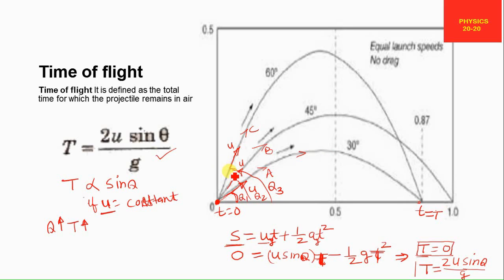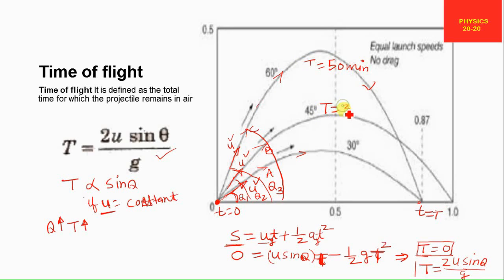So the projectiles which are making a higher angle with the ground have higher time of flight. For this particular path, if u is constant but the angles are different, here this is having the larger angle, so this will take the higher time.